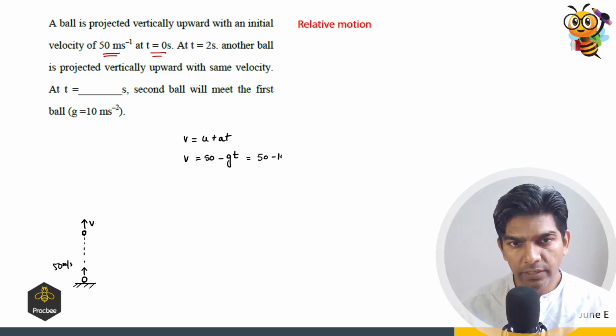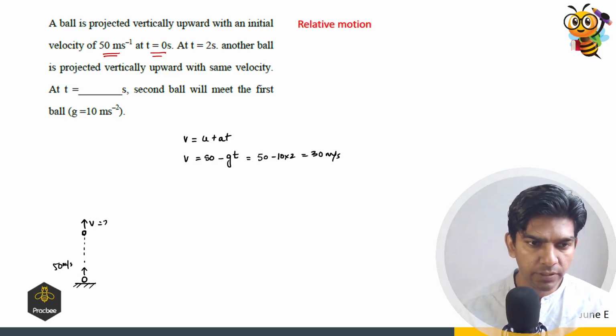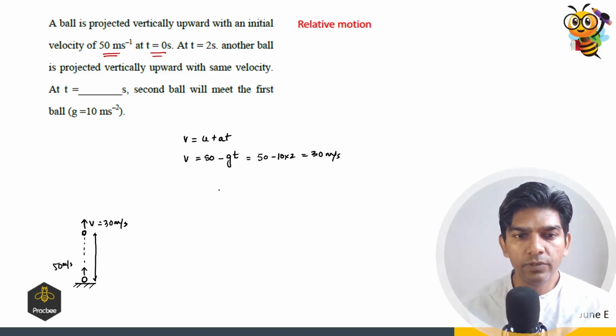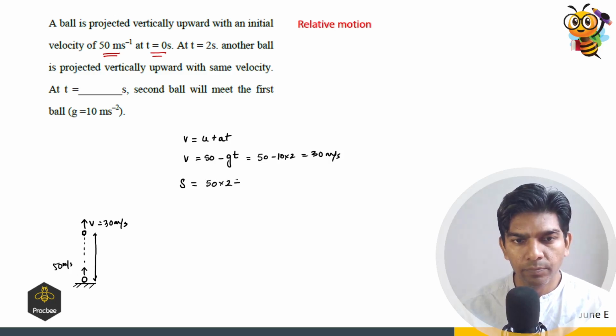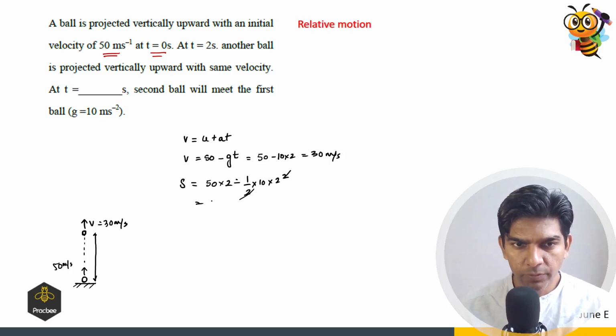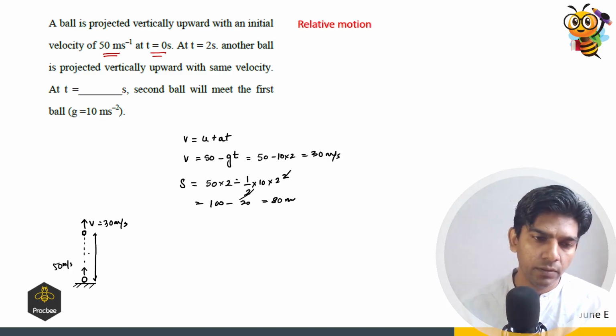50 minus 10 times 2, so that will be 30 meters per second. And what is the displacement? Let us find the displacement. We can apply the second equation: S equals ut minus half g t square. So it will be 100 minus 20, which is 80 meters. Okay, so displacement is 80 meters.